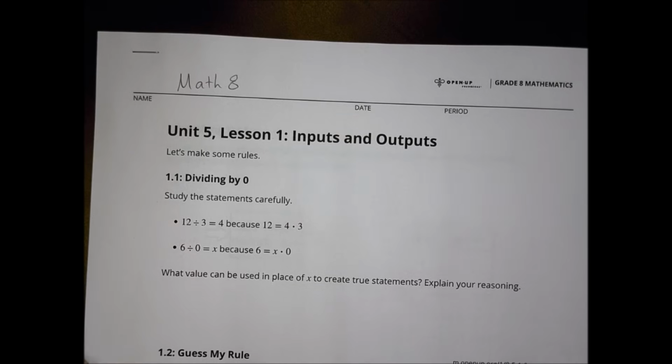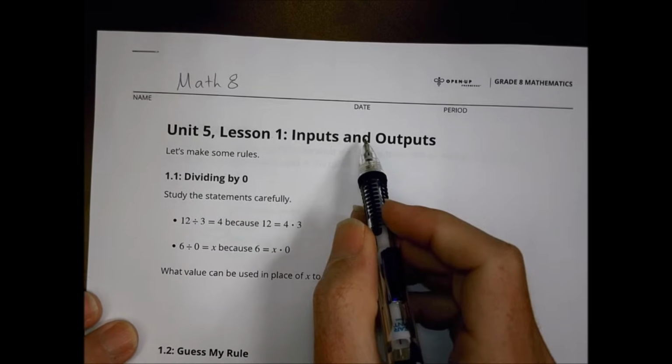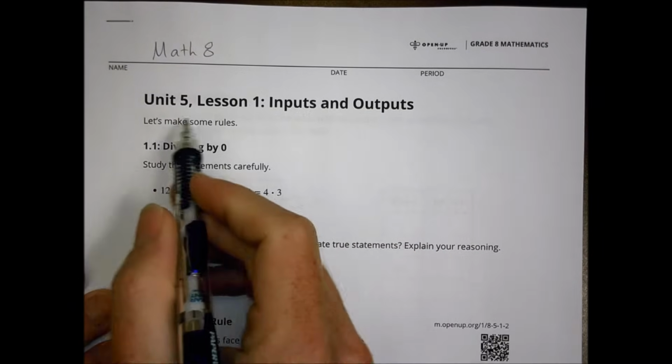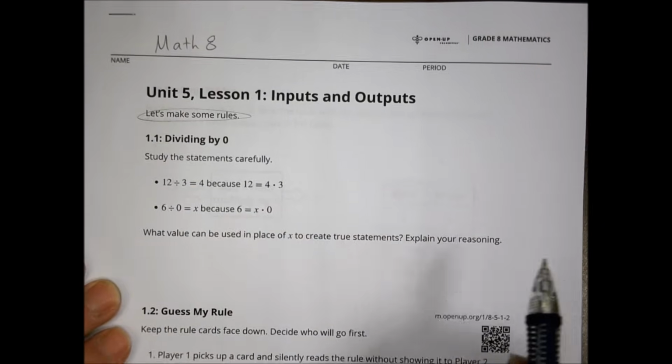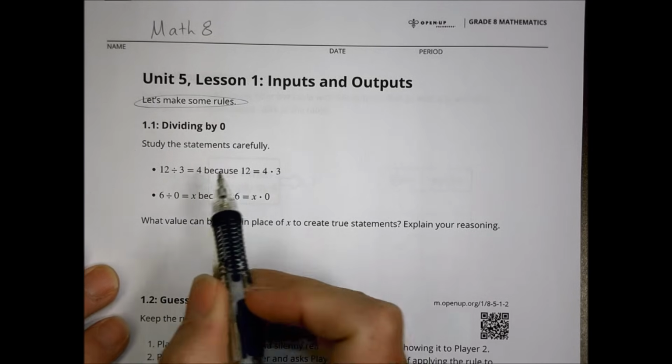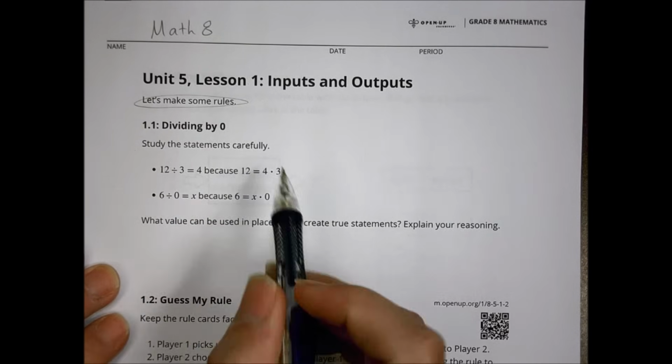Hi there, this is Math 8, Unit 5, Lesson 1, and we're looking today at inputs and outputs, okay? First of all, we're going to be talking about how to make some rules, and they gave a little setup here of dividing by 0, and I want you to study the statements carefully.